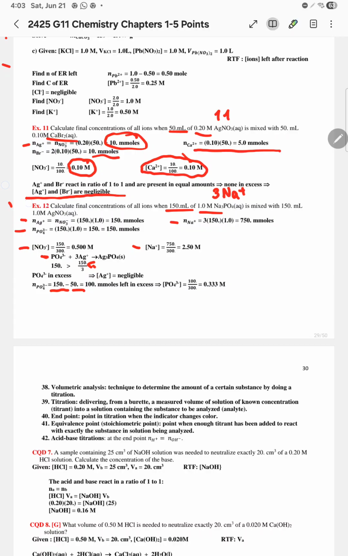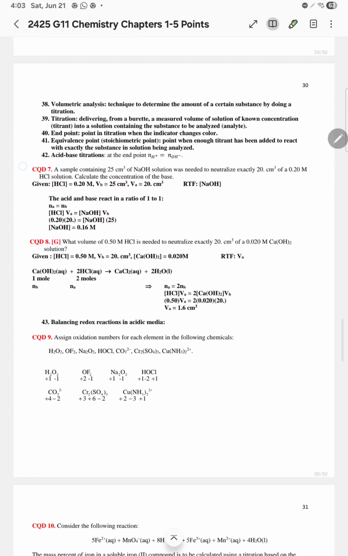Yeah, my bad. 50 is from 150 divided by 3, you get 50. So you have to subtract the limiting. So 150 minus 50, you get 100 millimoles left in excess. So you're gonna do the 100 left in excess divided by total volume, and you get the concentration. Now let's move on.